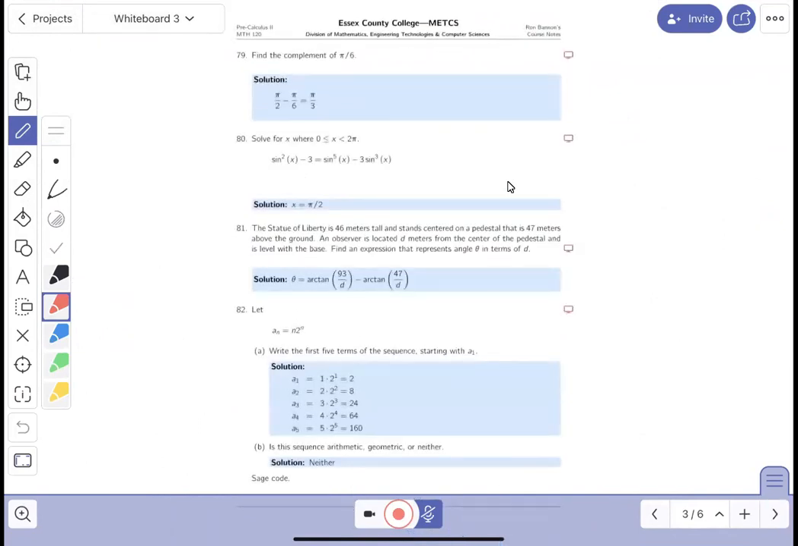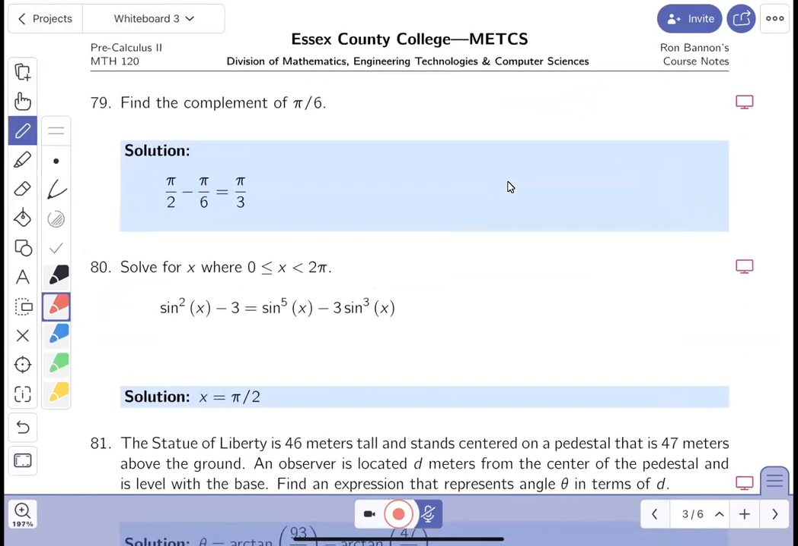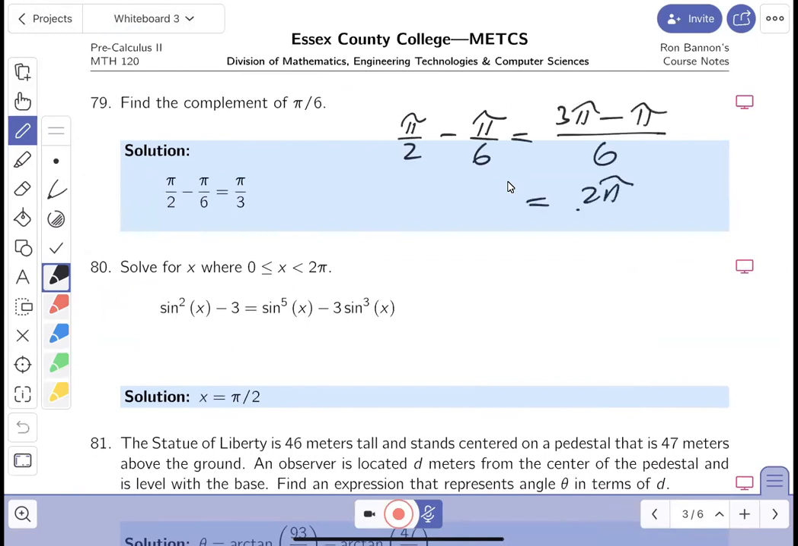Give me 1 second. And I'll look at this one over here. Oh, this is nice. This is a gift. A compliment. All right. A compliment. And what's that going to be? That's going to be pi over 2 minus pi over 6. Common denominator would be 6. That would give me 3 pi minus pi, which would give me 2 pi over 6, which is pi over 3. Okay, next one.